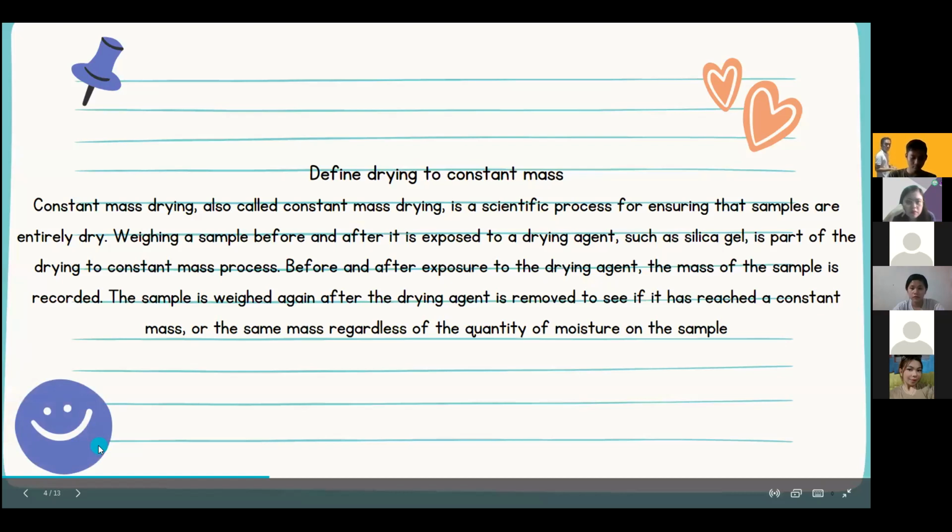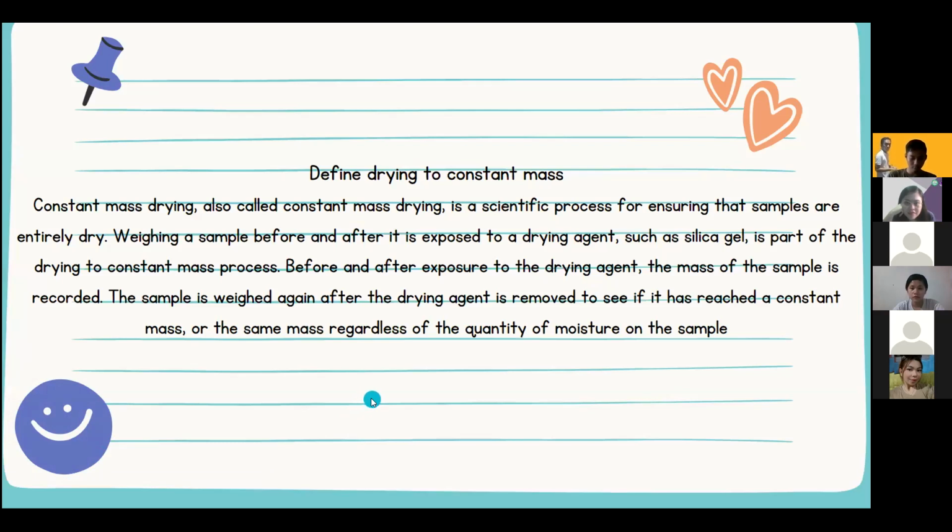So, let's define drying to constant mass. Constant mass drying is a scientific process for ensuring that samples are entirely dry. Weighing a sample before and after it is exposed to a drying agent, such as silica gel, is part of the drying to constant mass process. Before and after exposure to the drying agent, the mass of the sample is recorded. The sample is weighed again after the drying agent is removed to see if it has reached a constant mass, or the same mass regardless of the quantity of moisture in the sample.